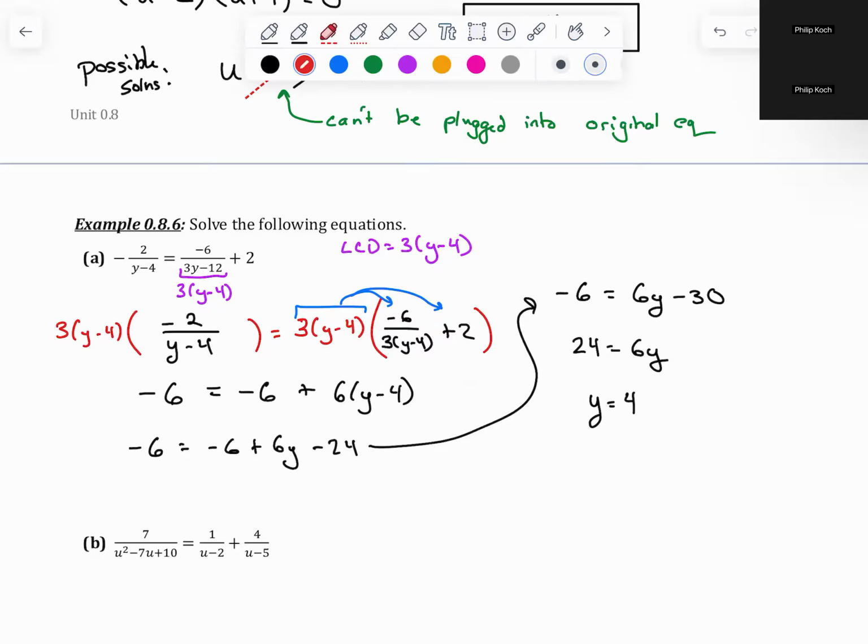That's a possible solution because I multiplied the equation by a variable, and that variable could be 0. Can I plug in 4 into the original equation? No. Nope, I cannot. This cannot be plugged into the original equation. Hope everyone's okay with me writing OGEQ to mean original equation. So 4 was the only solution that I got that was possible, and it didn't work. So there is no solution.